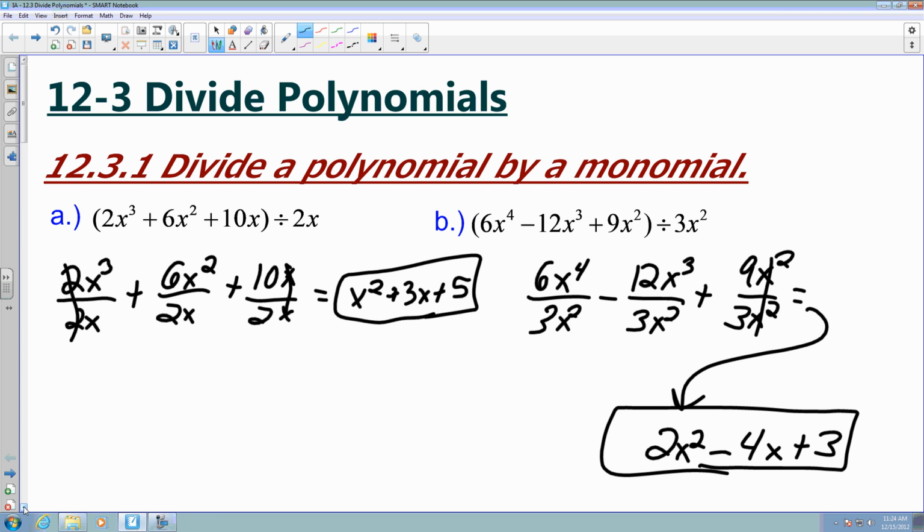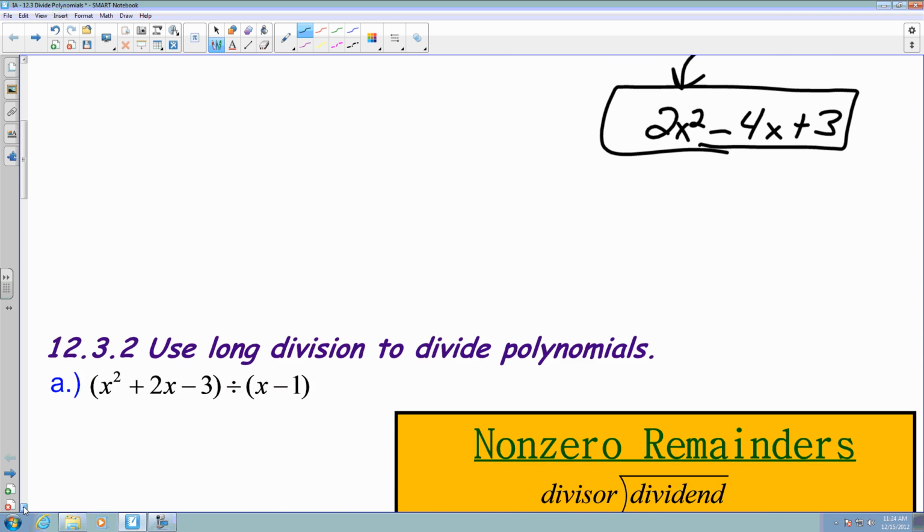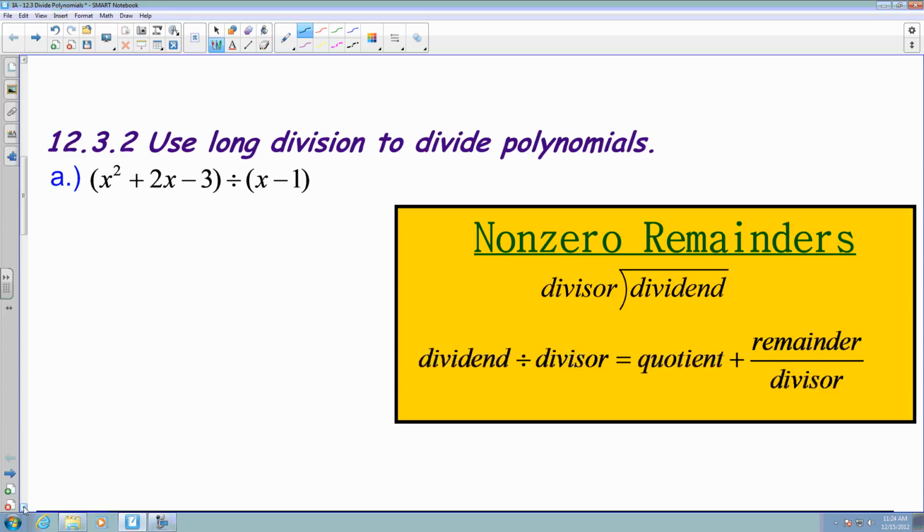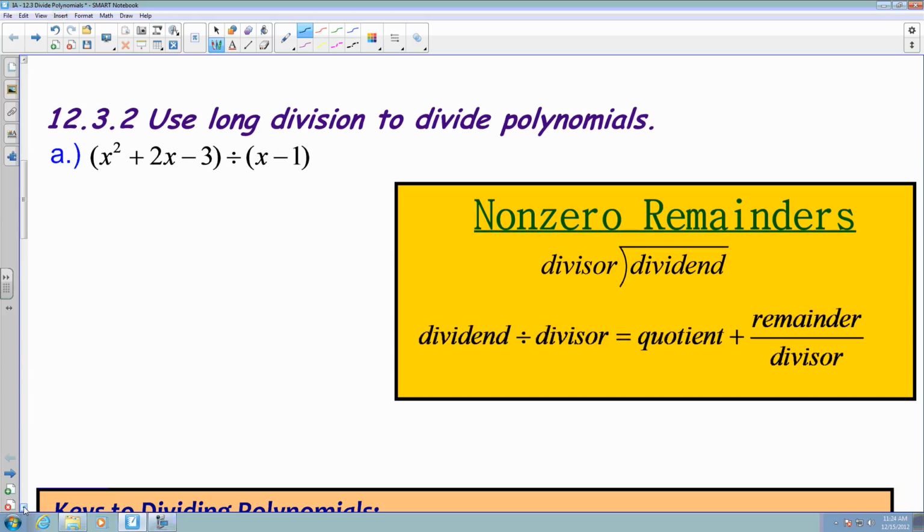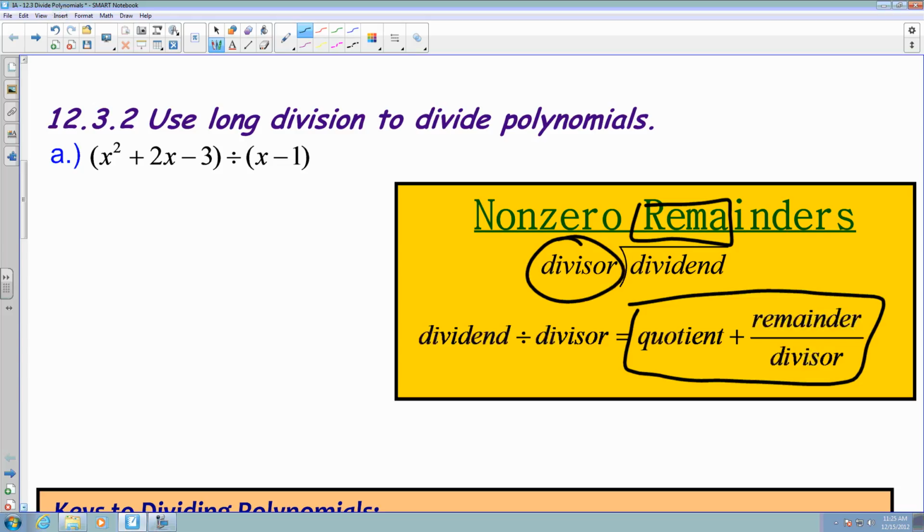So that's one way to solve it. If you have polynomials exclusively, more than likely you're going to have to use long division. Now, long division you've been doing probably since you've been in 4th grade, but here it has a little bit more complexity to it. Plus, if it has a non-zero remainder, it has to be written in this form: the quotient, which is what you get on top here as an answer, plus the remainder divided by the divisor. So that would be your divisor. Okay.